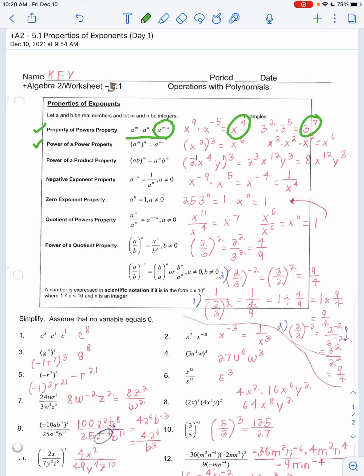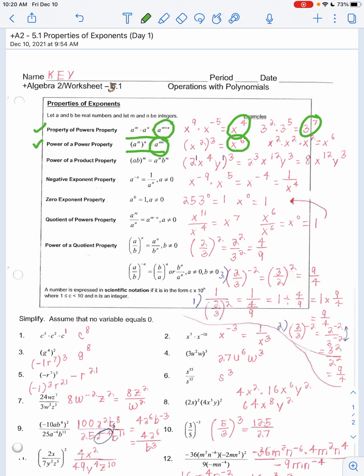The second property is the power of a power property. In this property, you have a base raised to an exponent, which is raised to another exponent, and you see parentheses and an exponent raised to an exponent. Well, in that case, you multiply the exponents. So in my example, x squared raised to the third power, we multiply the 2 times the 3 and get x to the 6th.